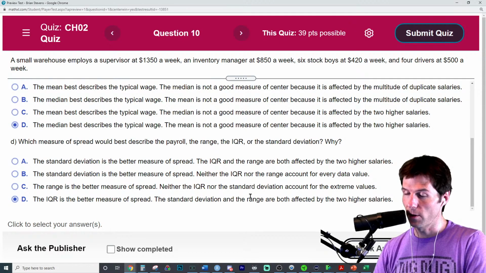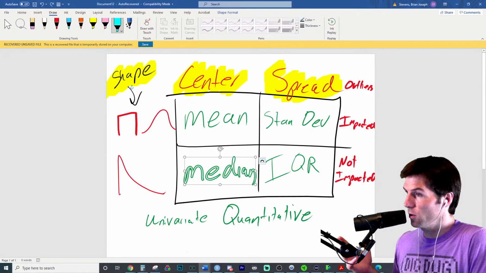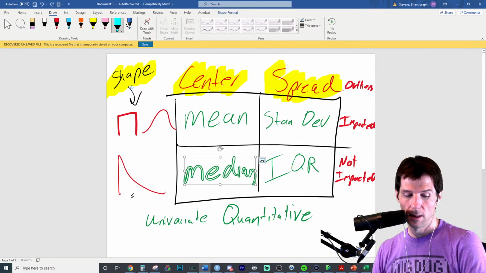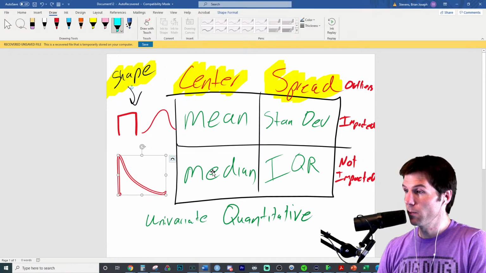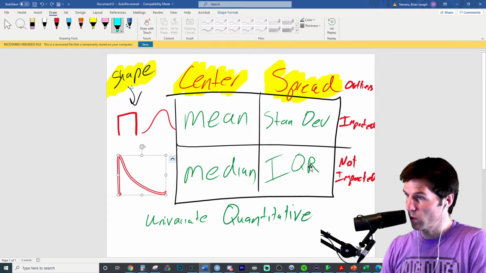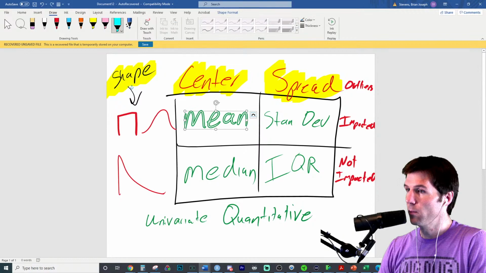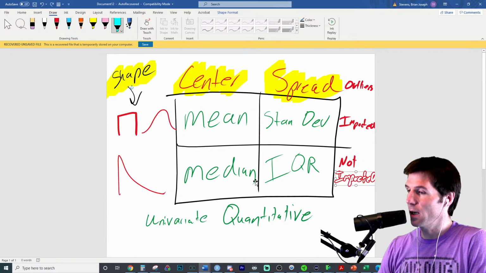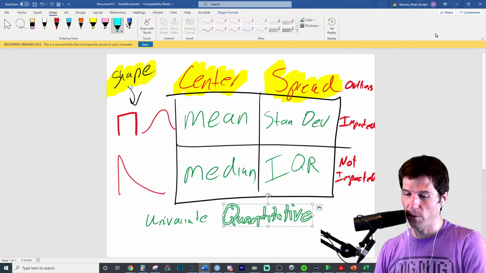Remember what's paired together. So this kind of goes to the earlier question of which are the best measures. The median and the IQR are paired together for skewed data. So the shape of the data is the first thing we look at. Then the center would be the median if it's skewed. The IQR would be the spread if it's skewed. If the data is more symmetric, more normal looking, the mean and the standard deviation. And outliers do impact these. And then outliers do not impact these. And this is all for univariate quantitative data, something we're working with in 474 today.